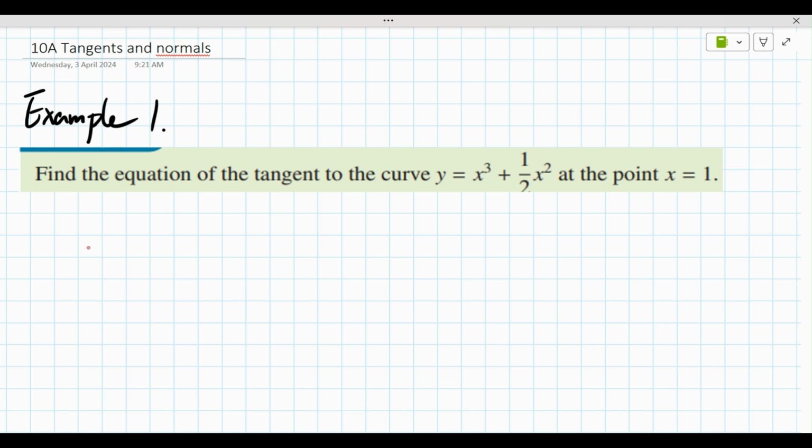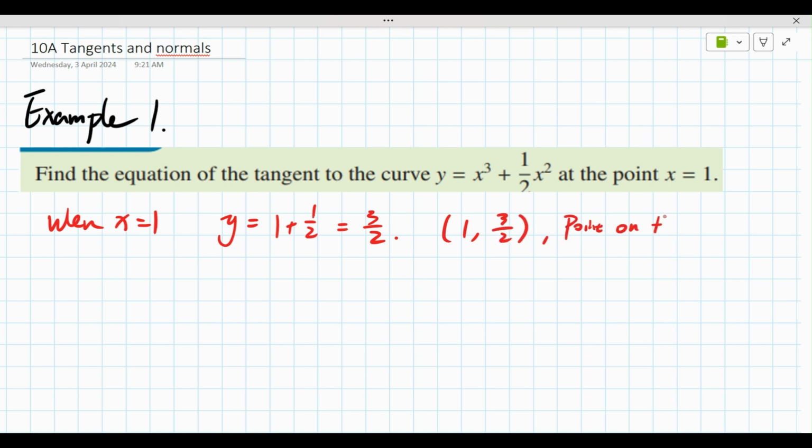For example, we have a tangent to the curve y equal to x cubed plus half x squared, at the point x equal to 1. So when x equal to 1, we can substitute in: y equal to 1 plus half, which is 3 over 2, or 3.5. That's a point on the tangent. So hopefully you understand this is a point on the tangent.